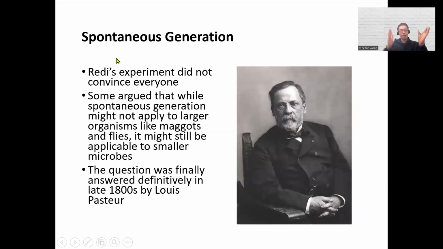Next one. So even with this experiment, Redi's experiment did not convince everybody. Some people were like, okay, fine, maybe the meat does not transform into the flies and the maggots, but it still happens on a microscopic level. That's what people were saying. It's going to happen for microbes, microorganisms like bacteria. Spontaneous generation is still correct for that.